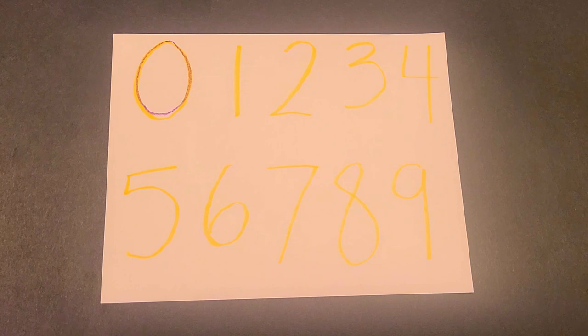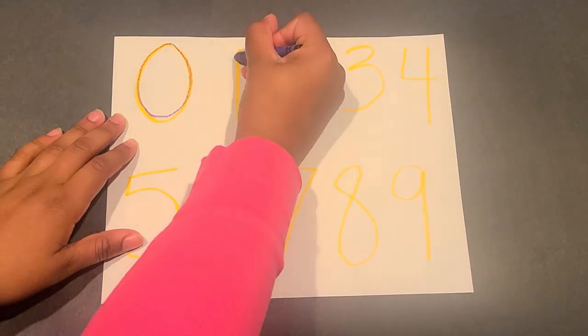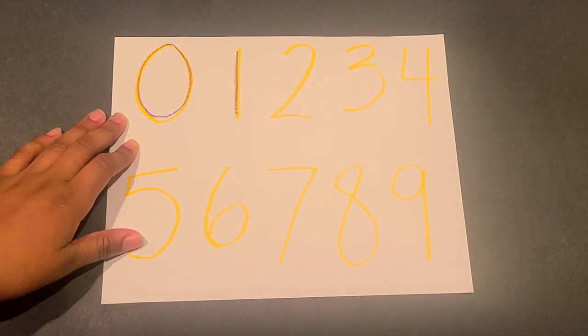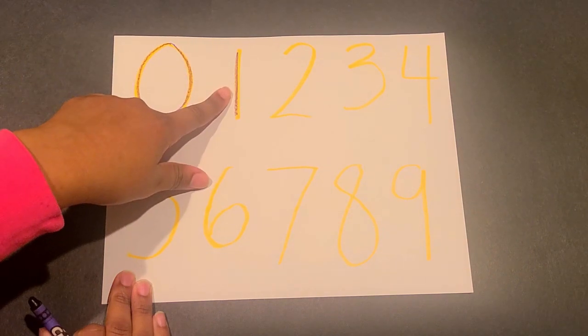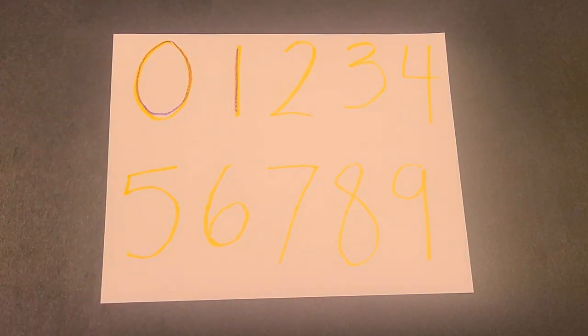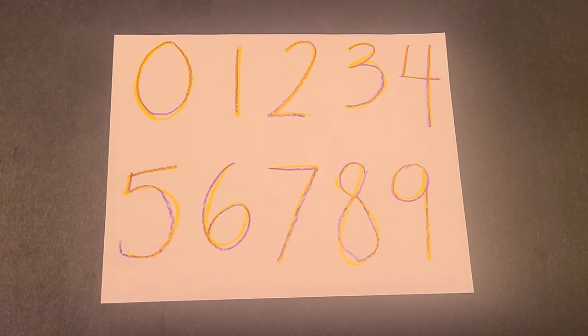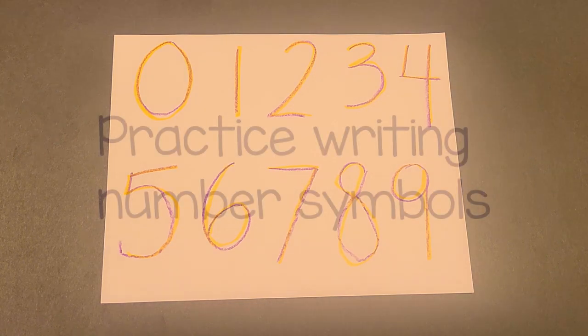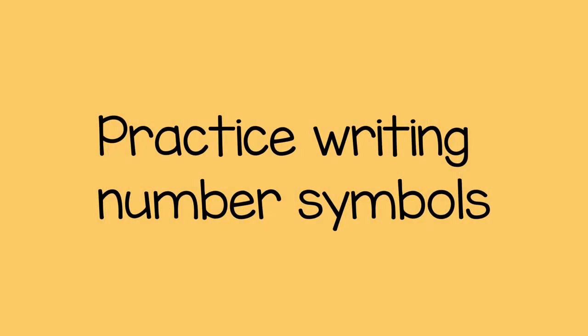Then they can trace the next number and say 1. They can continue tracing and saying the number until they get to 9. Tracing single-digit numbers will help a child practice writing number symbols.